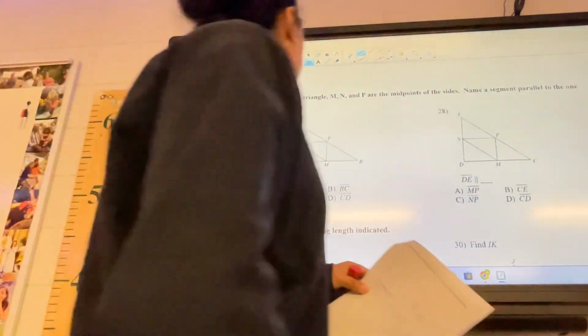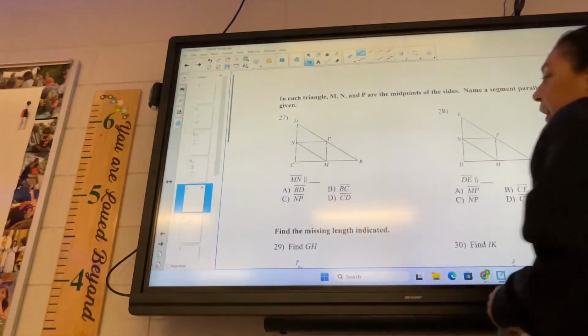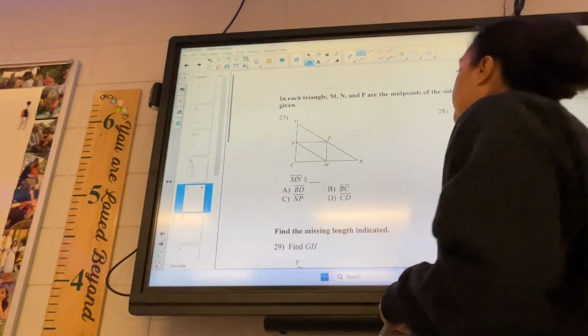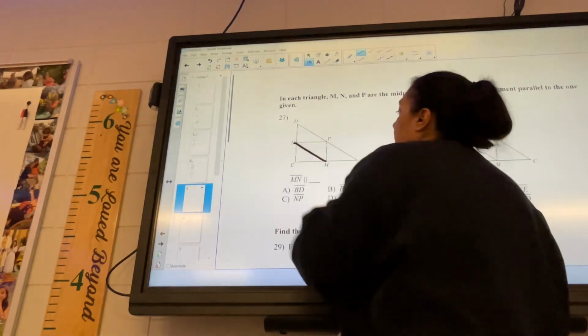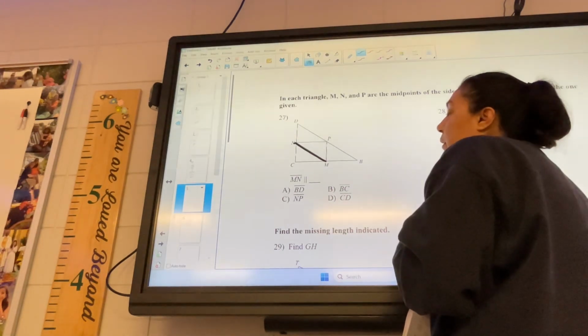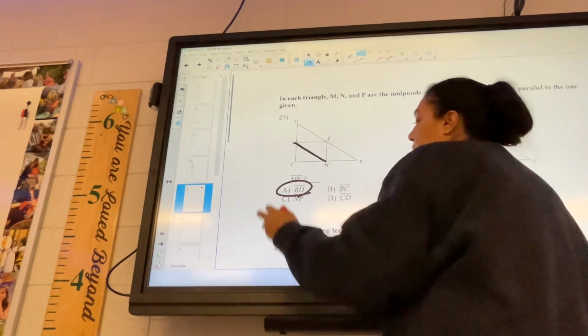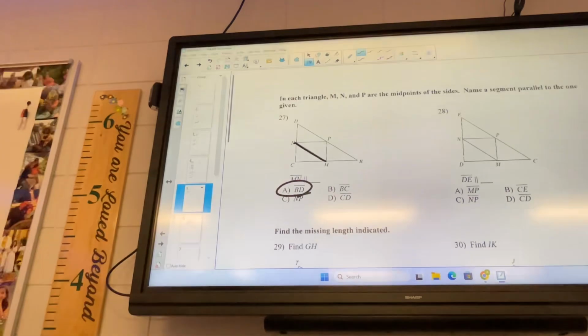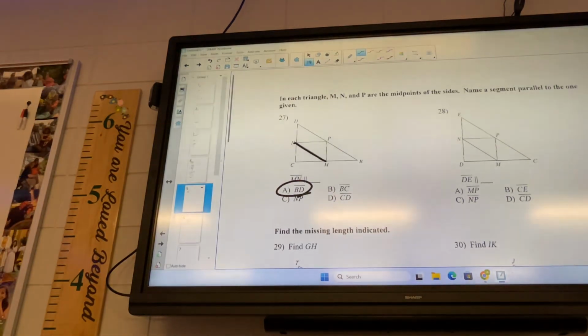Okay, 27. It says MN. Find the other one, MN. The parallel segment. DB or BD. Okay. 29. If SU is 14, what is GH? Yeah, it's gonna be 7, which is A.